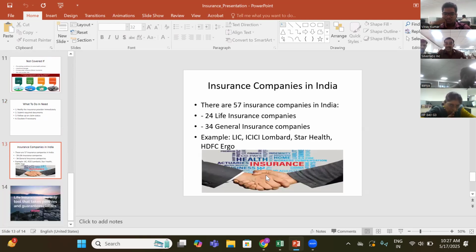Insurance companies in India. There are 57 insurance companies in India: 24 life insurance companies and 34 general insurance companies. Examples are LIC, ICICI Lombard, Star Health, HDFC Ergo.